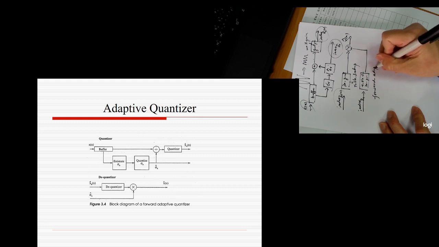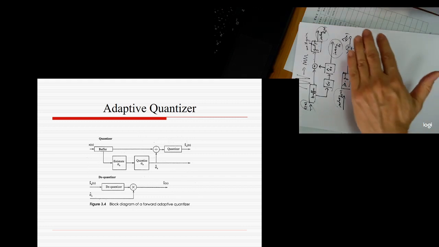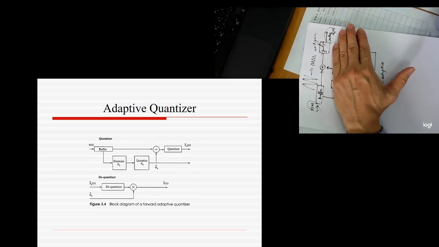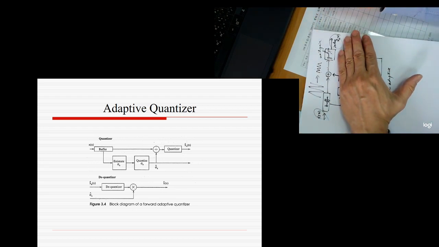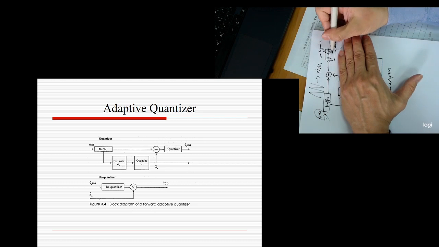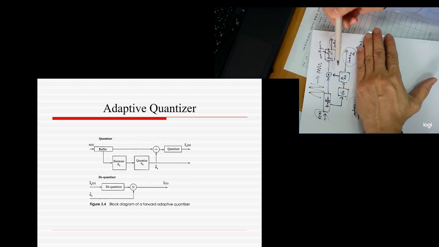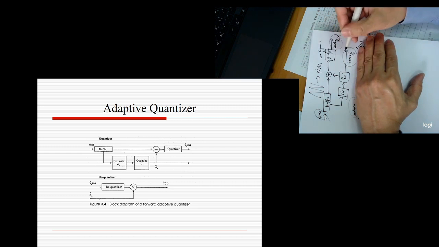Why do we call it forward adaptive? Originally, when we talked about quantization, we thought about how to design the best quantizer. What is the best quantizer here? Later on, we consider some adaptive mechanism. So before you quantize, we try to adjust your data, and then you have to tell the decoder how to adjust your input data. This is additional information.